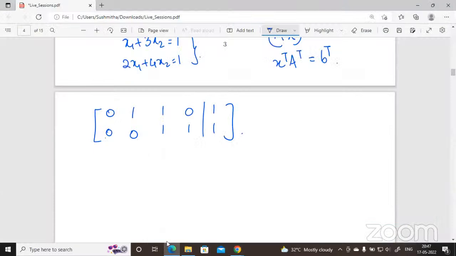So this is not in reduced row echelon form. Is it in row echelon form? Yes, it is. It is in row echelon form. This is my pivot here. If I want to make it reduced row echelon form, you can do R1 minus R2 and make this 0 and all that. But this column does not have a pivot. That is what we are interested in, right? And that's what matters. So X1 and X4 are independent.